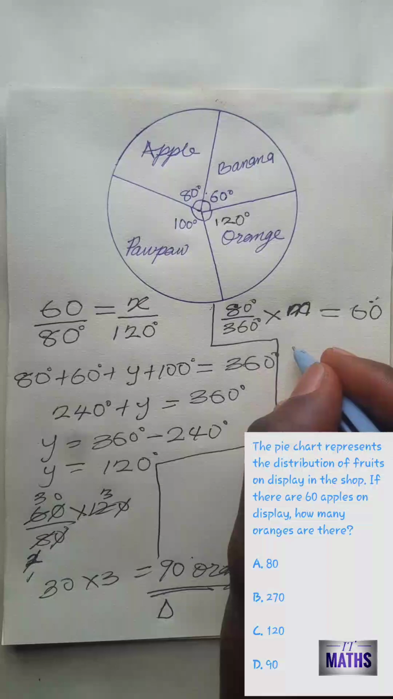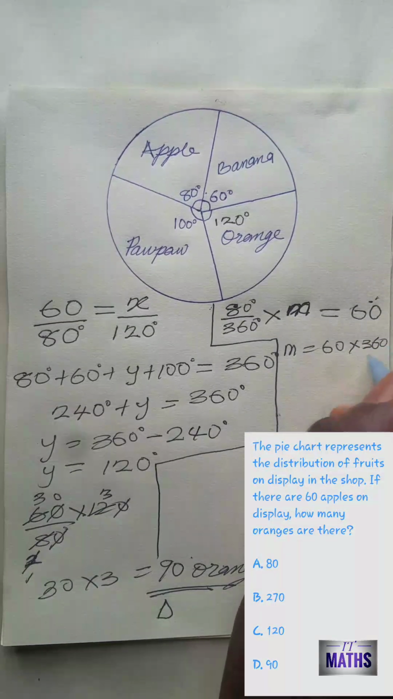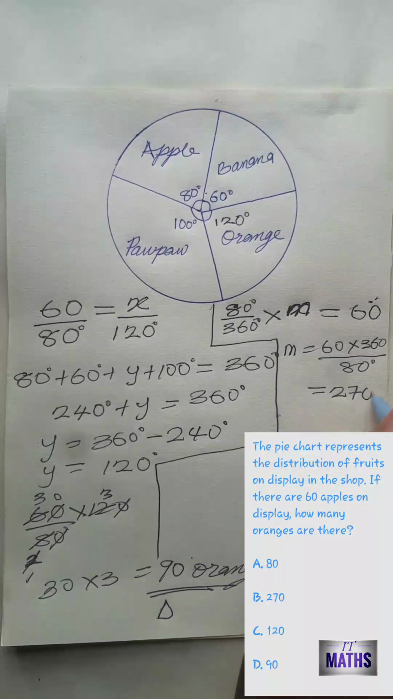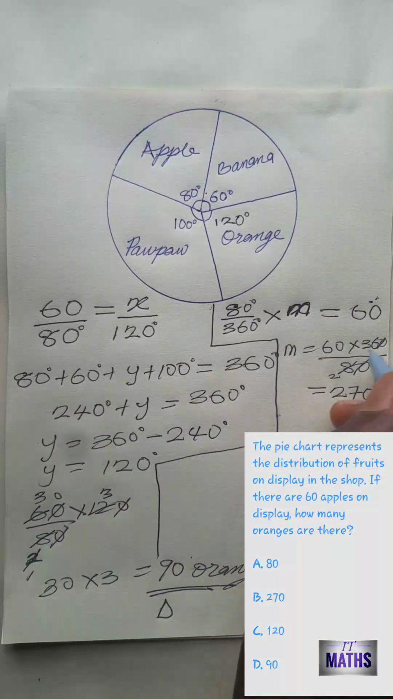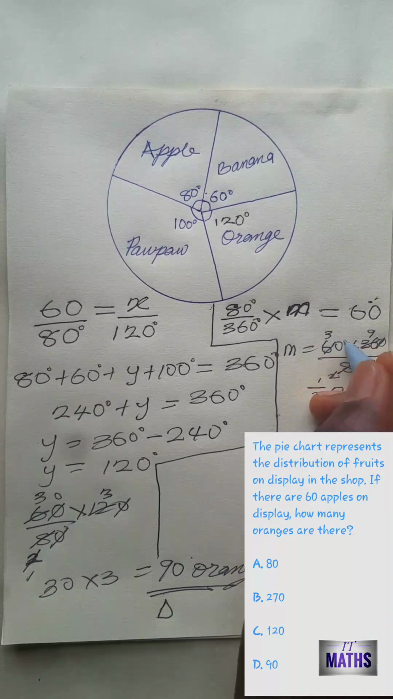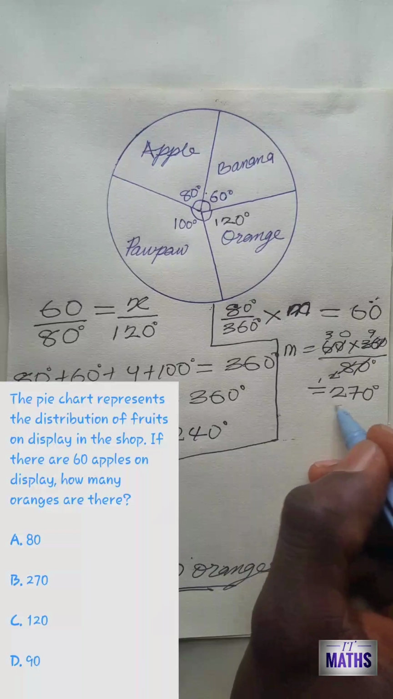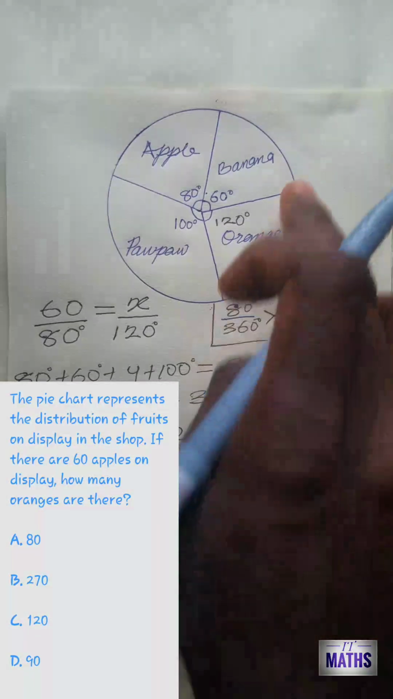And I'm given the number of apples as 60. Now let's find the total number of fruits. m will be equal to 60 times 360 divided by 80. Cancel that. You're going to have 270. Let's just cancel. 4 here 2, 4 here 9. Thirty times 9 is 270. Now this is the total number of fruits on display.